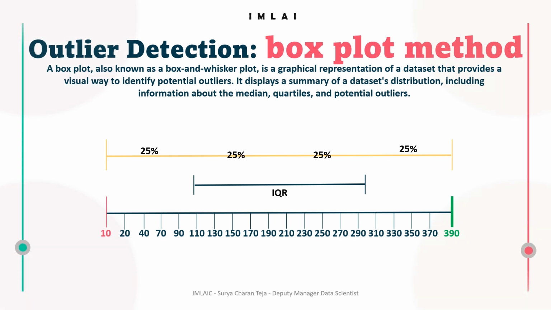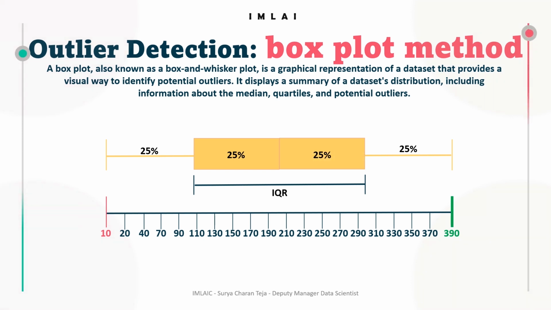The center percentage, 25 plus 25, is called the interquartile range, IQR. So this 25 percent and this 25 percent together are called the IQR, interquartile range. The first 25 percent is Q1, and then Q2, Q3, and that's how it works.